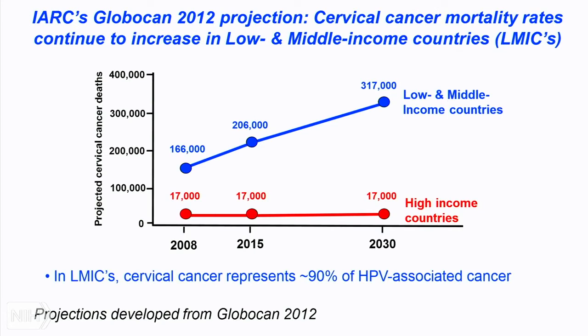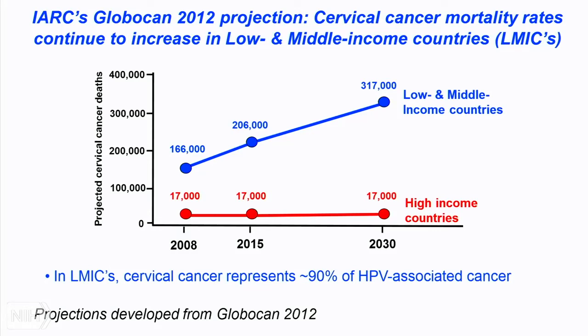The issue of HPV-associated cancer is really a different issue in the developing world and in the industrialized world, and the next two slides tell you about those differences. In this slide, which is focused on low and middle income countries, we're focused on cervical cancer. The reason is that about 90% of HPV-associated cancer in low and middle income countries is cervical cancer, and about 95% of HPV-associated cancer in the developing world occurs in women. So only about 5% occurs in men.